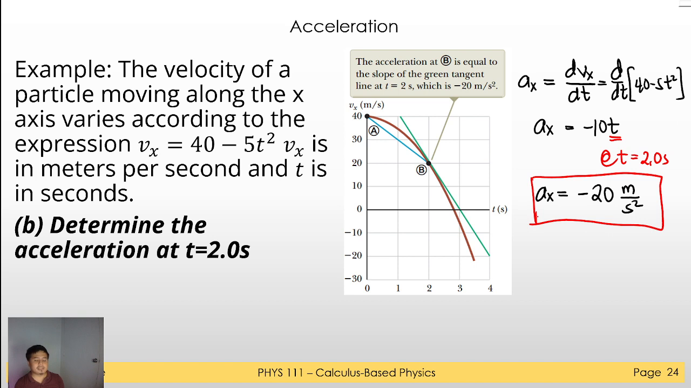So the graphical representation of that is this tangent line, or the slope of this tangent line. Meaning at this specific instant, this particle is decreasing its velocity at this rate. Now it is counteracting that velocity from the right to the left.